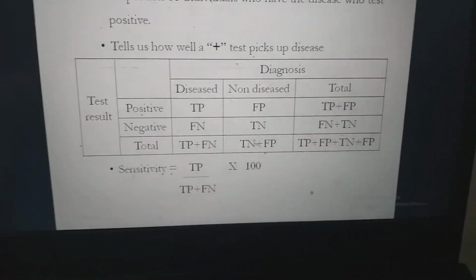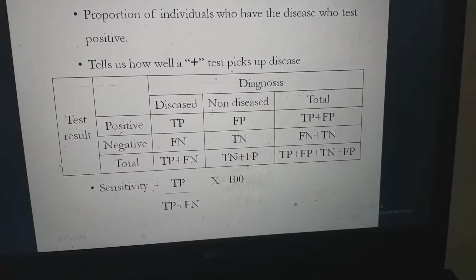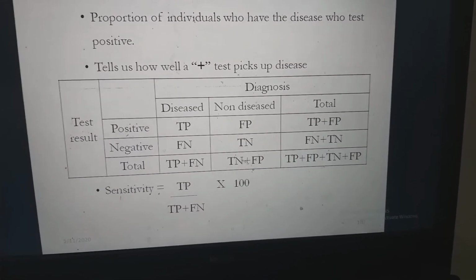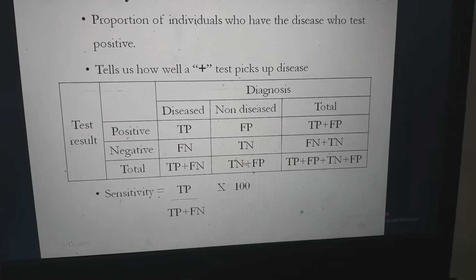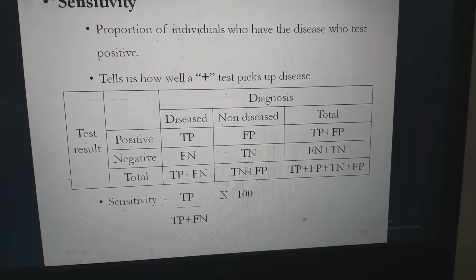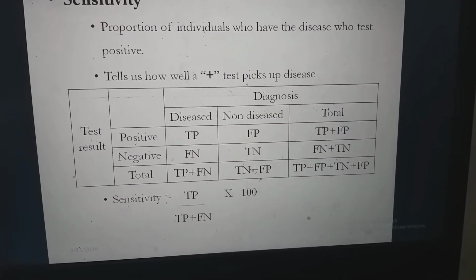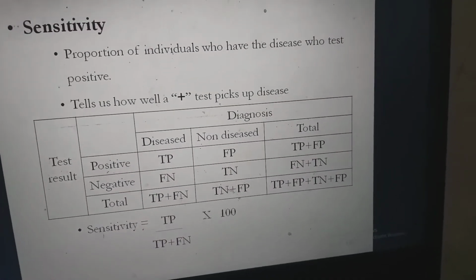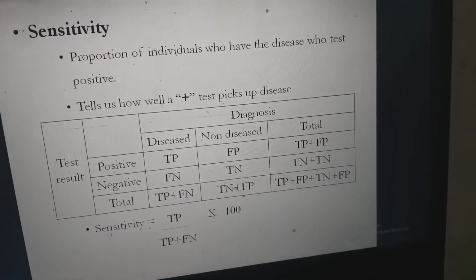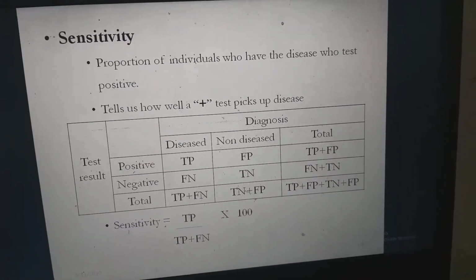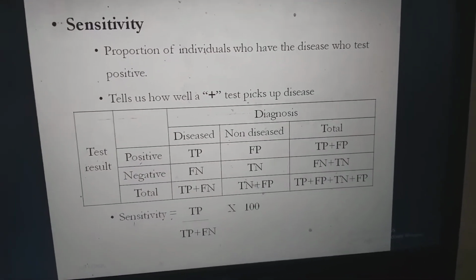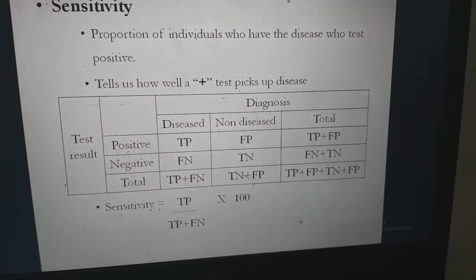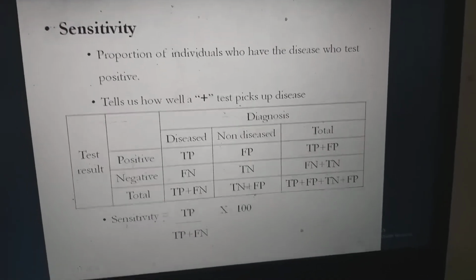So sensitivity means true positive over total diseased. True positive means diseased. Don't forget: true positive over all diseased means true positive over true positive plus false negative, times 100. It is written as a percentage. So this is what we call sensitivity. Don't forget, true positive over total diseased.